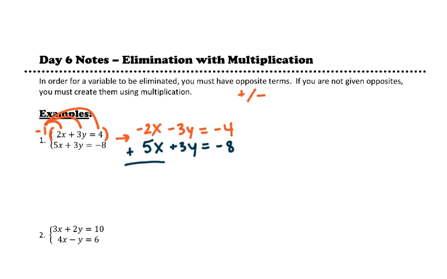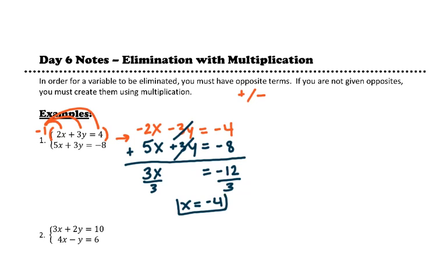And now we're just going to add like we did yesterday. So I know my y should cancel. That's why I picked the negative 1 to multiply by. And now I'm adding negative 2x plus 5x, which will really give me positive 3x when I combine them. And a negative 4 minus 8 gets more negative to negative 12. So then to solve for x, we simply divide by 3, and we get negative 4. Okay, and this part is the same as yesterday.